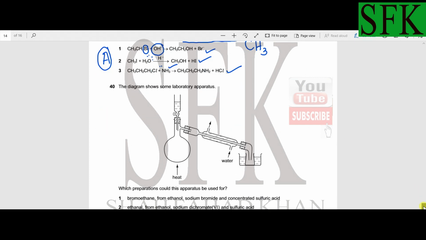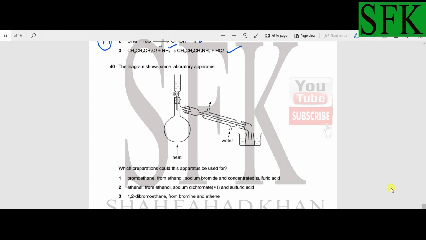Now let's move on to the last MCQ. 40. All right. The diagram shows some laboratory apparatus. Okay, laboratory apparatus has been drawn over here. Which preparation could this apparatus be used for? The first one says that bromoethane from ethanol, sodium bromide, and concentrated sulfuric acid. All right. Bromoethane from ethanol and this thing.